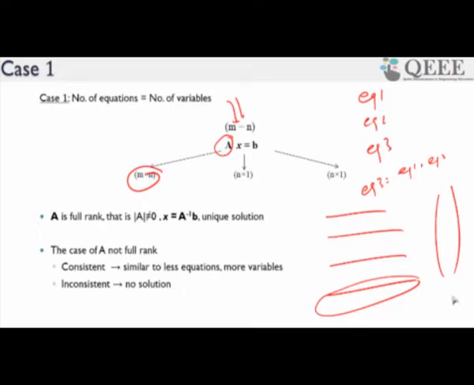So in this case, there are 2 possibilities. One is there are no solutions to this set of equations. This is simply because if I had a b1 on this side, b2 on this side, b3 on this side, which is the right hand side, since equation 3 is equation 1 plus equation 2, if it happens that b3 is also b1 plus b2, then this equation becomes redundant.